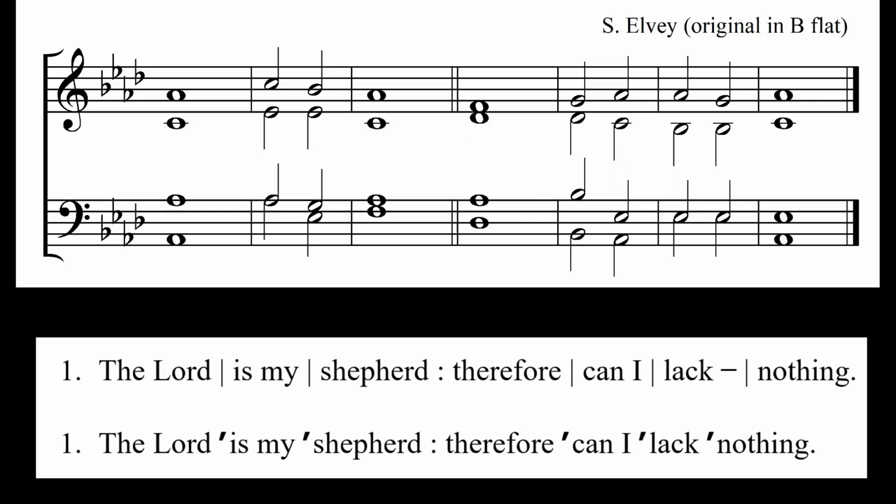Here, because "lack" is inside two bar lines, it receives both the notes in that bar. The Oxford pointing shows you this with a horizontal line, but it is something you will do automatically before long.